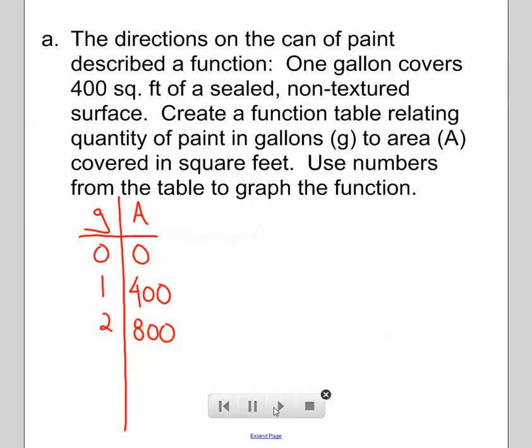Let's use some fractions because I know you guys love them so much. If I use a half a gallon, that would cover 200 square feet. And if I use a quarter of a gallon, that'll cover 100 square feet.